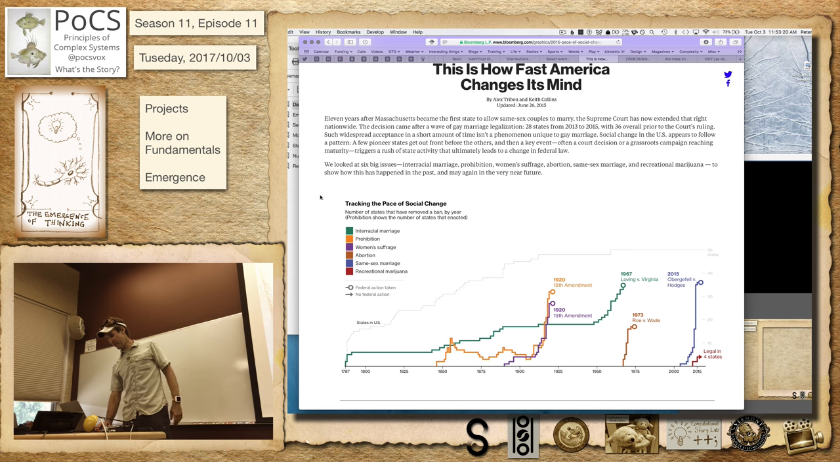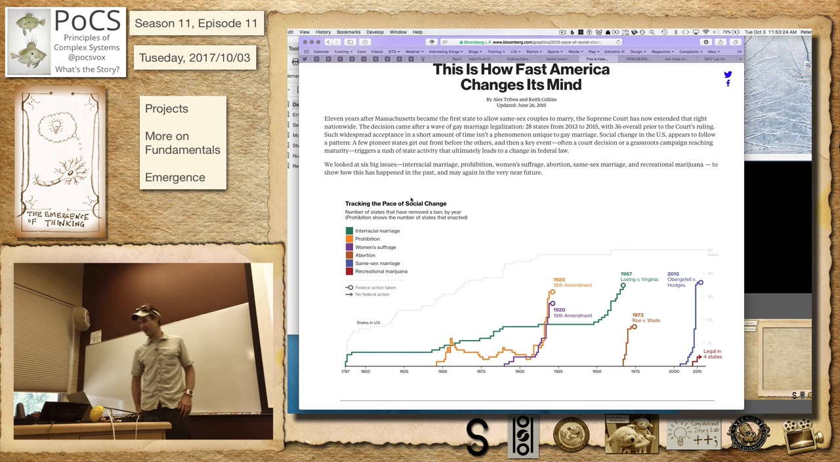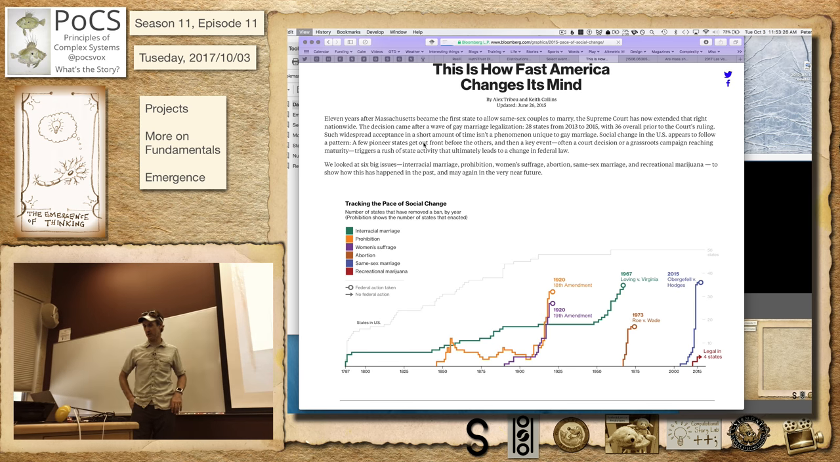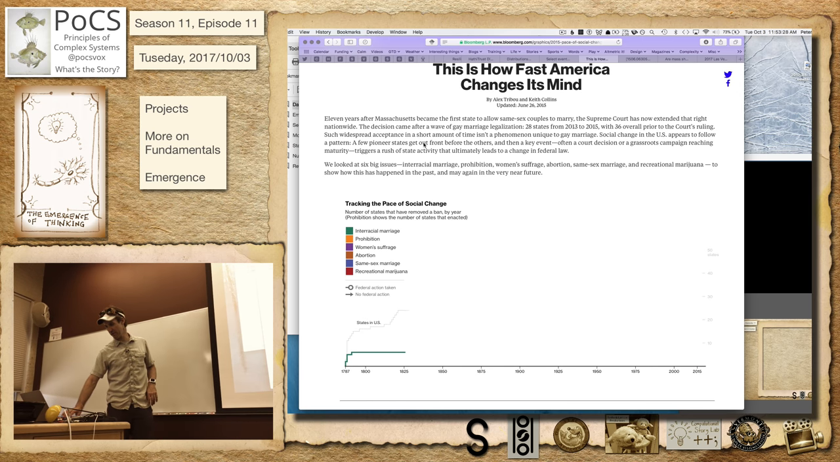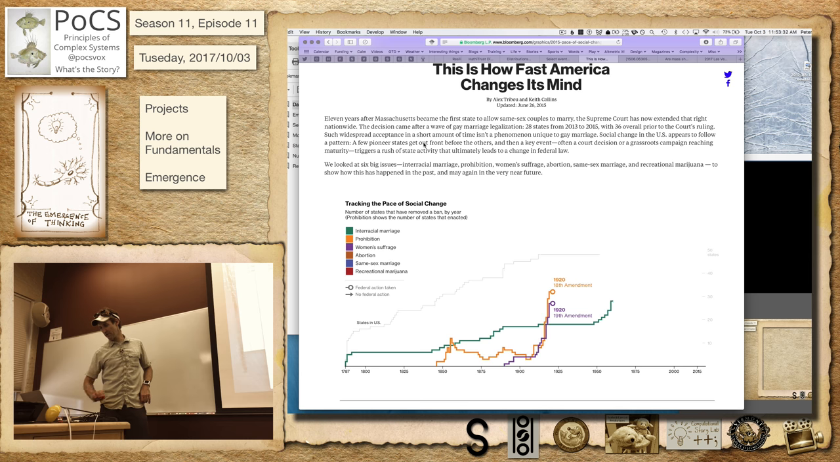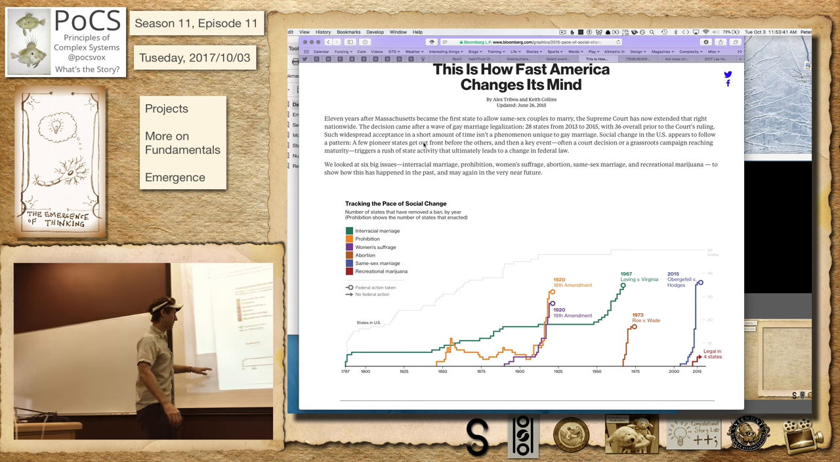This is going to come up, so I've got it on the screen. I'm just going to show you. This is an interesting thing. I mentioned this to a colleague the other day, and I know they're working on this, but this is a plot. It's from Bloomberg News a couple of years ago, and it was in response to the growing potential transition for legalization of marijuana, right? So they went back and looked at these things.